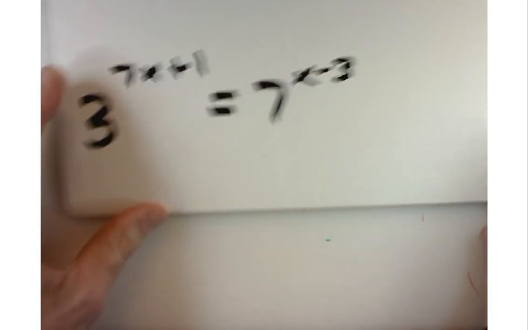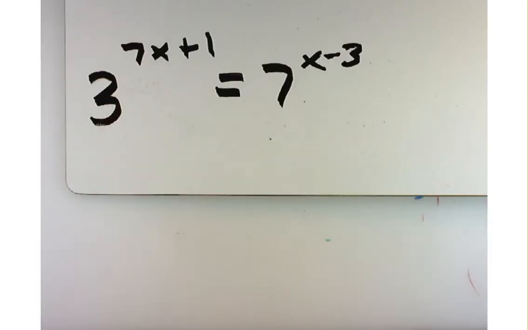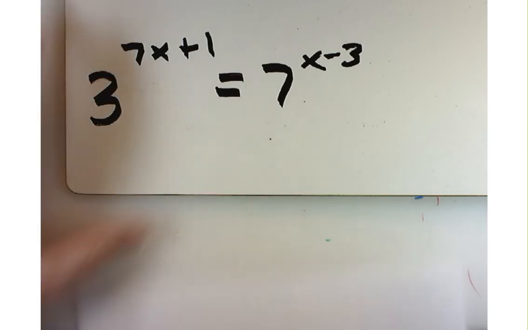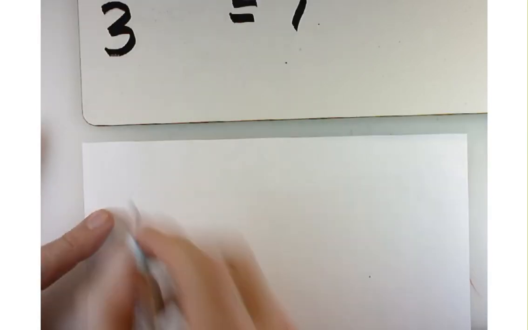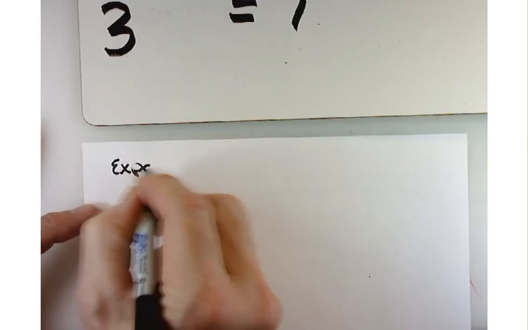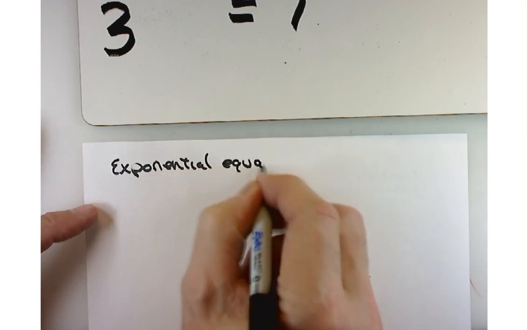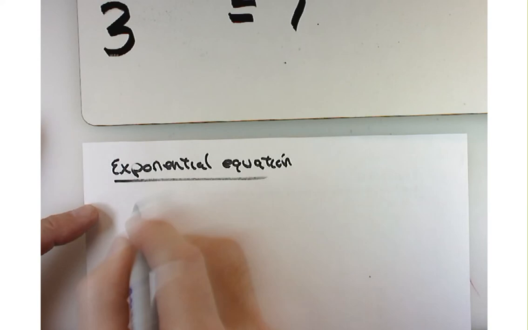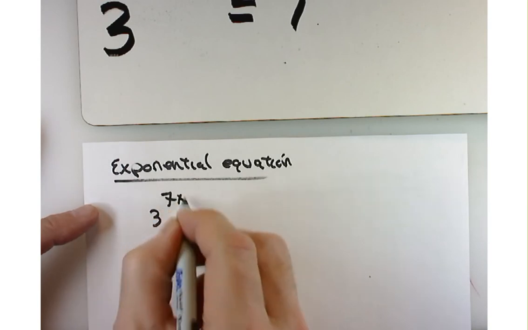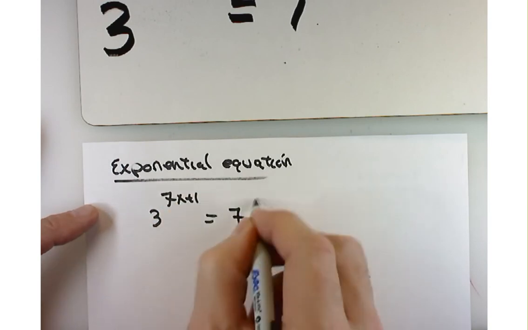Let's try this one here. This is a good one because there's a couple tricks in this one that we've got to pay attention to. I think I remember trying to call your attention to it when we did one like this in class. Let's do another one. So this is an exponential equation. 3 to the 7x plus 1 equals 7 to the x minus 3.